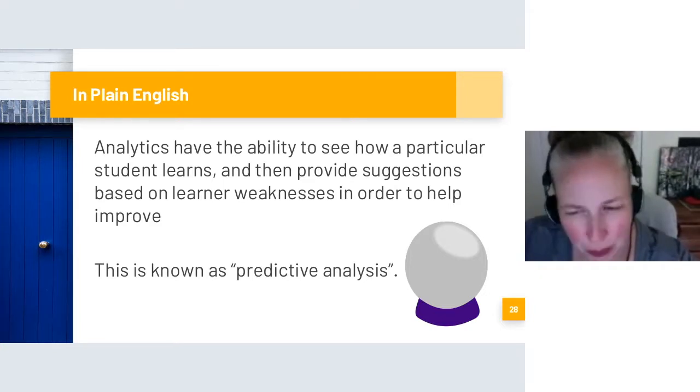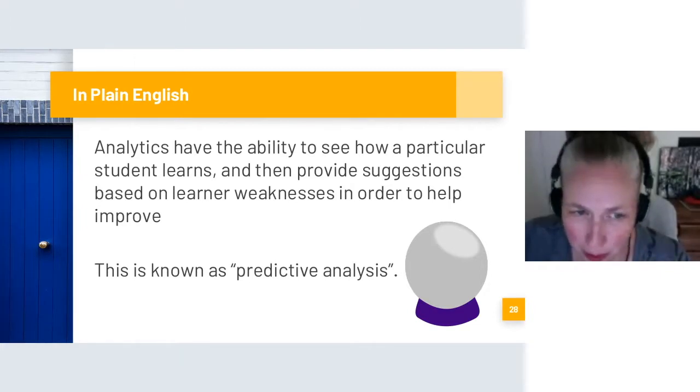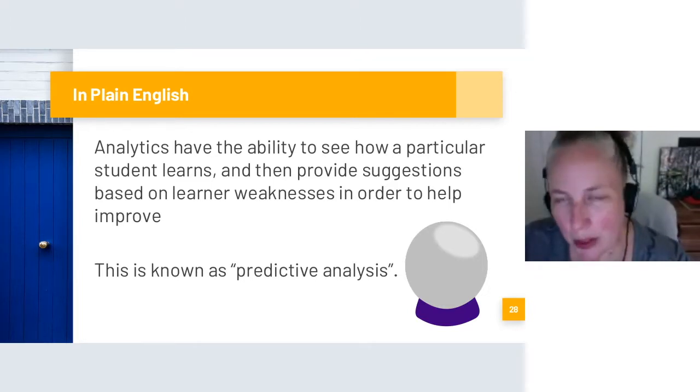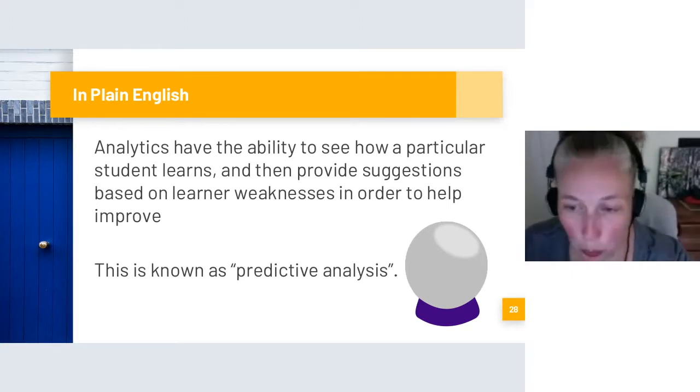In plain English, analytics have the ability to see how a particular student learns, and then provide suggestions based on learner weaknesses or strengths in order to help improve. So this is what's known as predictive analysis. It's real-time feedback, ideas, and suggestions. And this is what IBM meant when they said, the classroom learns you.